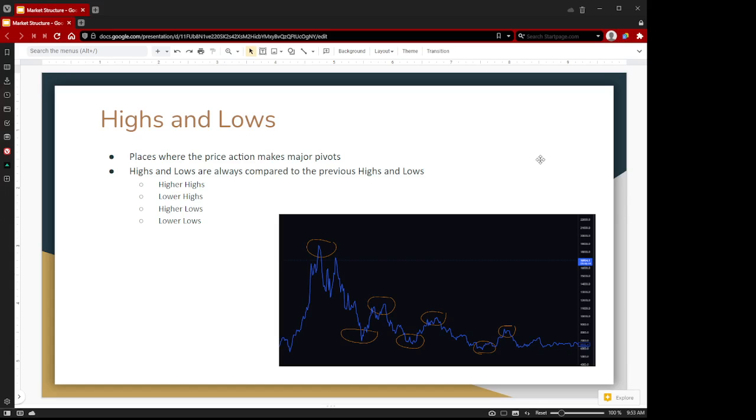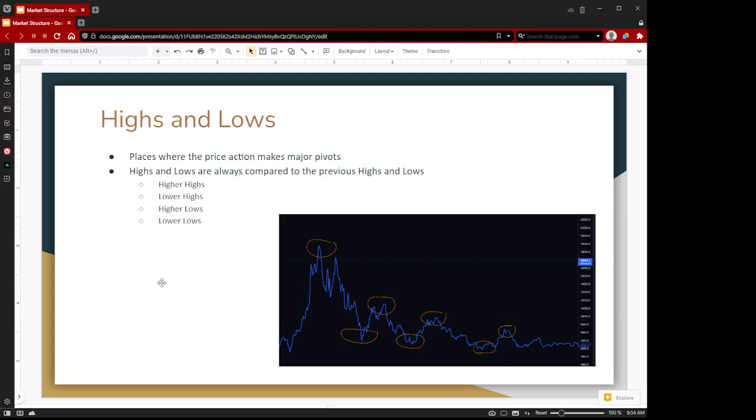So if we start off, all of these trends are just going to be based off of highs and lows. Highs and lows are places where the price action makes major pivots. On this image that's here, all of the major highs and lows are circled in orange. So we have a high here, a low here, a high here, a low here, a high here, a low here, and another high here. Of course, there are more things going on here, but these are just marking the major pivots.